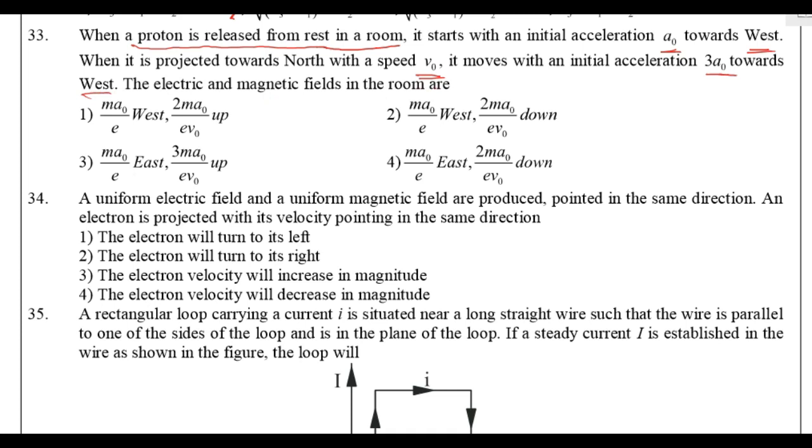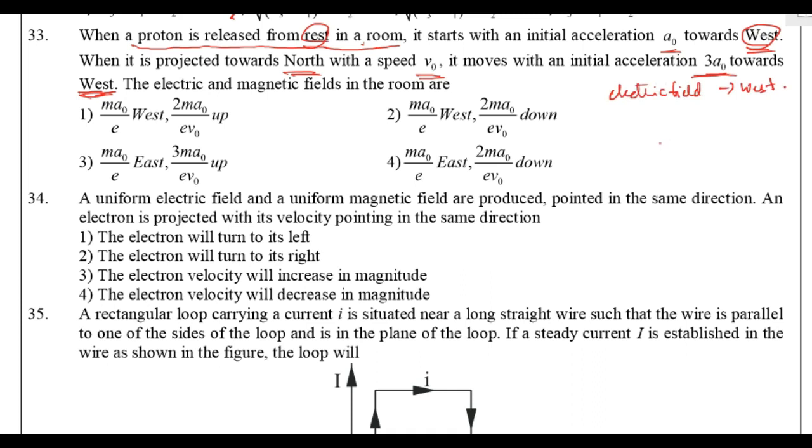Now, here, when it is released from rest, it is accelerating towards west. When it is projected towards north with speed v naught, it is accelerating towards west. Now, the magnetic field cannot accelerate the body. The change in kinetic energy due to the magnetic field will be equal to 0. So this is definitely due to the electric field, and the electric field is towards the west.